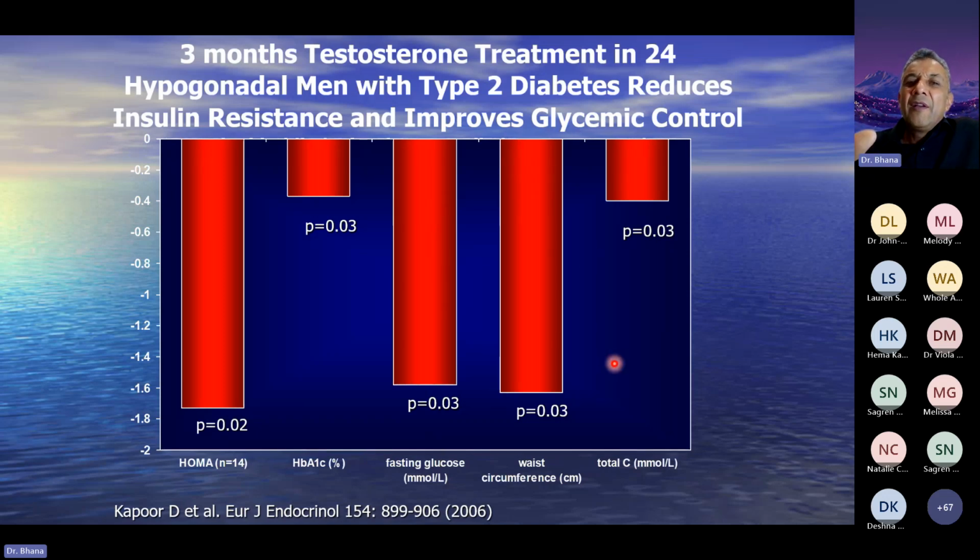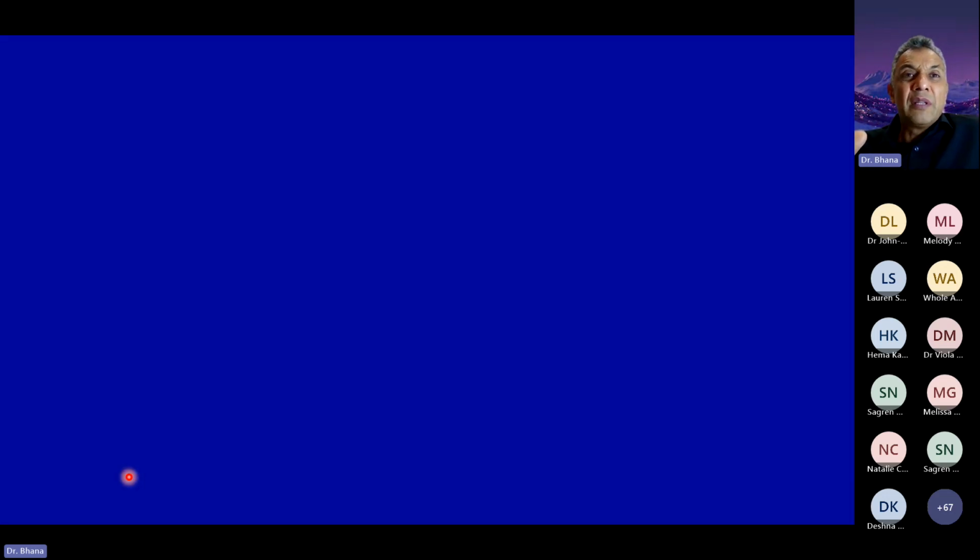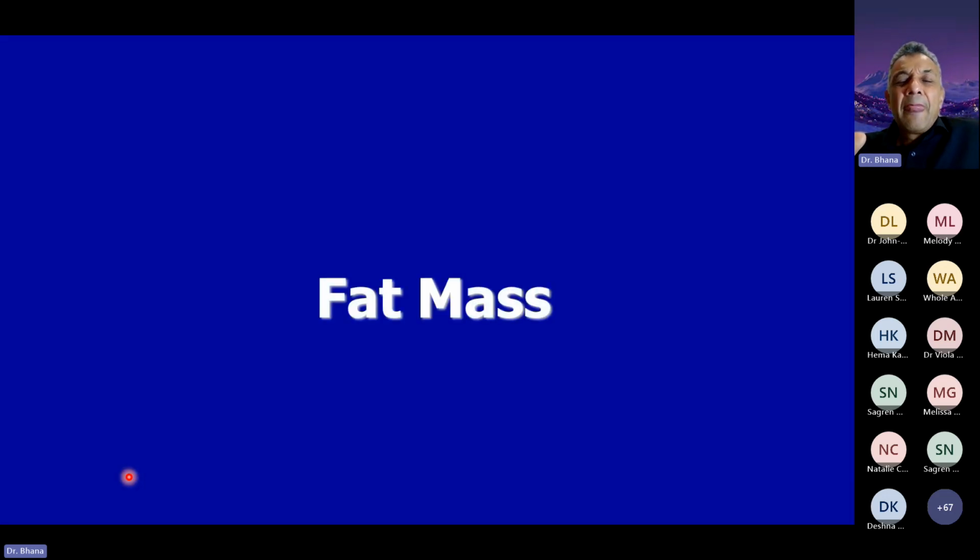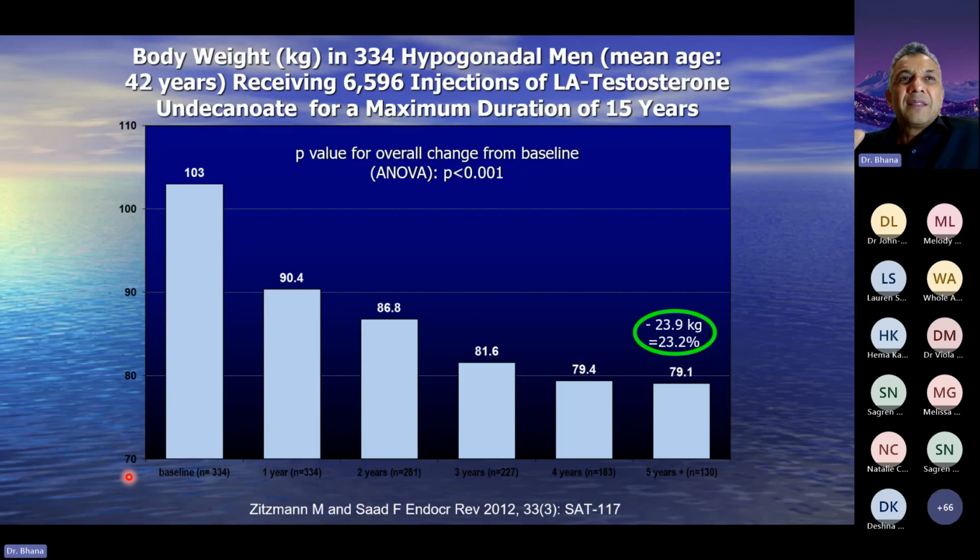So here, Paresh Dhindsa, that same guy who looked at his diabetic patients and said, listen, they're testosterone deficient. So he said, let's give them something, let's see what happens. And there was an improvement. That was a short study. What happens to fat mass? So this is a much longer study. Already by 2012, it was a 15-year study. This has continued to go on.